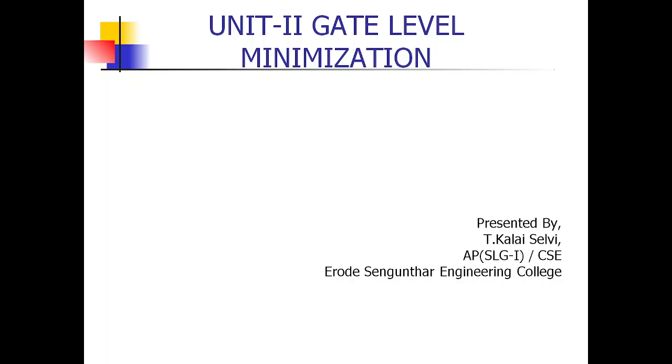In the previous video, we covered gate level minimization. In that, we covered the topics of K-maps. We completed the 2 variable K-map, 3 variable K-map, 4 variable K-map and 5 variable K-map. In this video, we are going to continue with the same unit, gate level minimization.